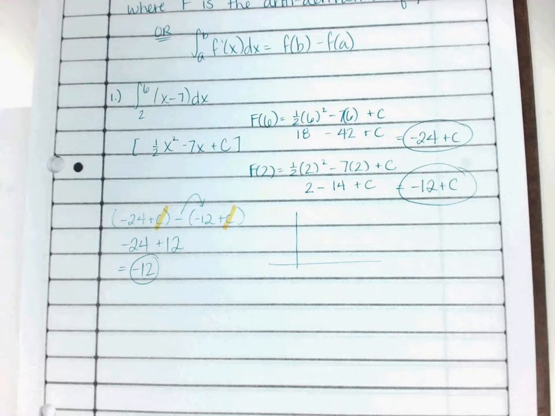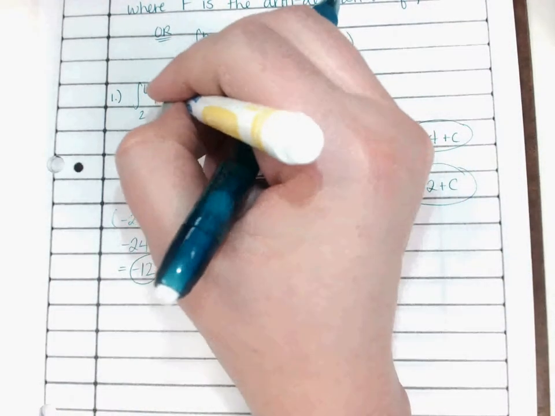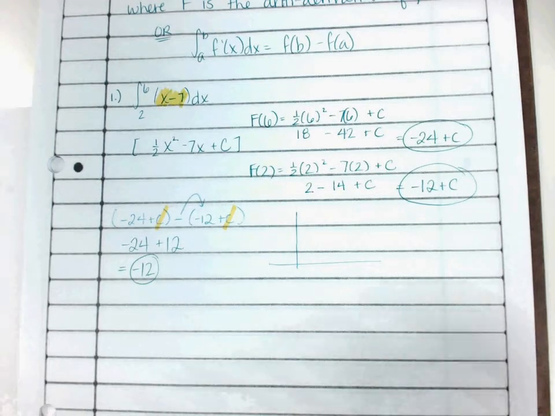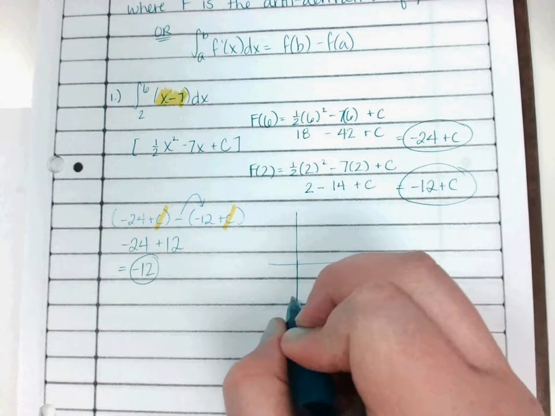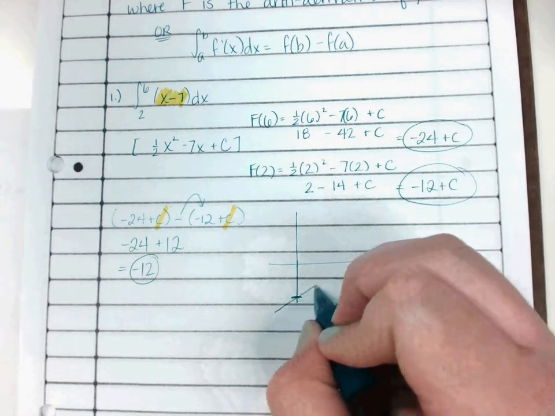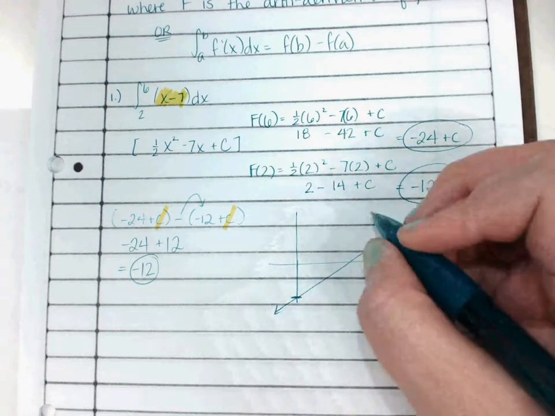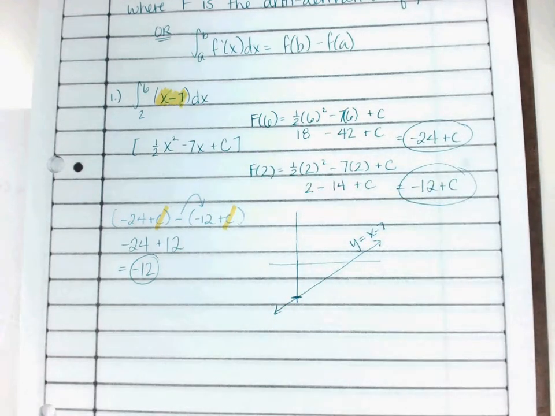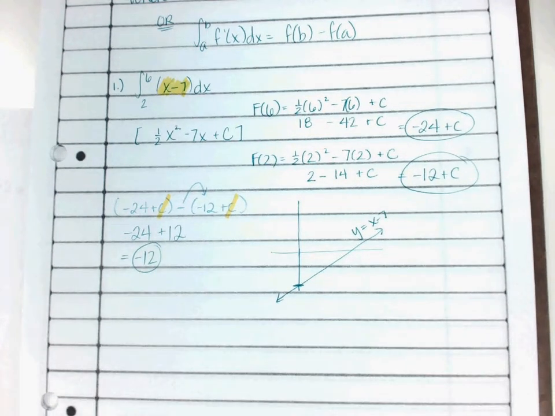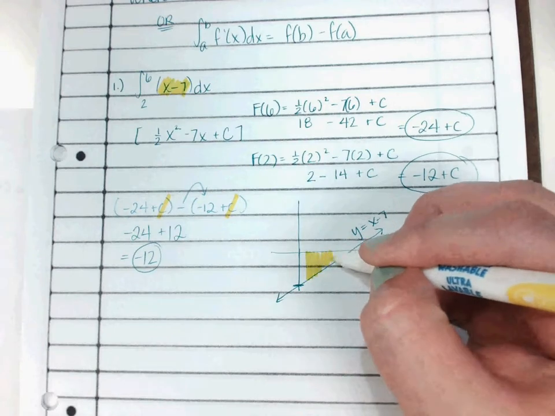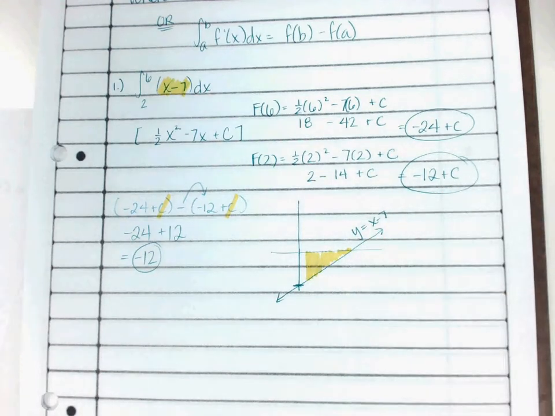Okay. So what is x minus 7? What does this equation look like? It's a line. It starts at negative 7 with a slope of 1. Okay, good. There it is. Okay, y equals x minus 7. And then if I was only shading from 2 to 6, that means I would have shaded this shape. Now does it make sense why our integral came out negative?